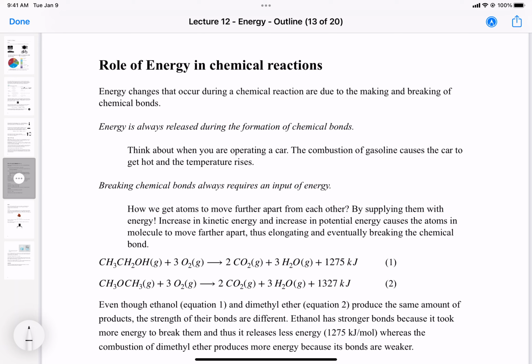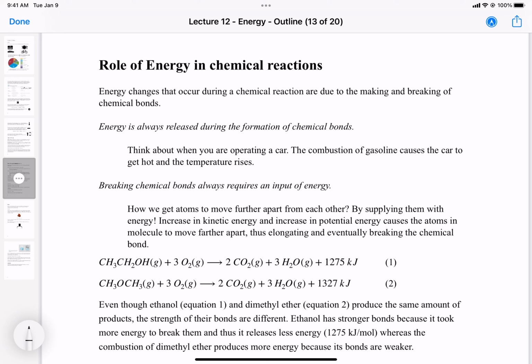But we'll talk more about that when we talk about enthalpy, which is the heat of reaction when chemicals give off heat or absorb heat. In general terms, we say energy is always released during the formation of chemical bonds, and breaking chemical bonds will always require an input of energy. A system must absorb energy to break the chemical bonds, because how can a chemical reaction take place if we don't provide energy to break the chemical bonds of the reactants?